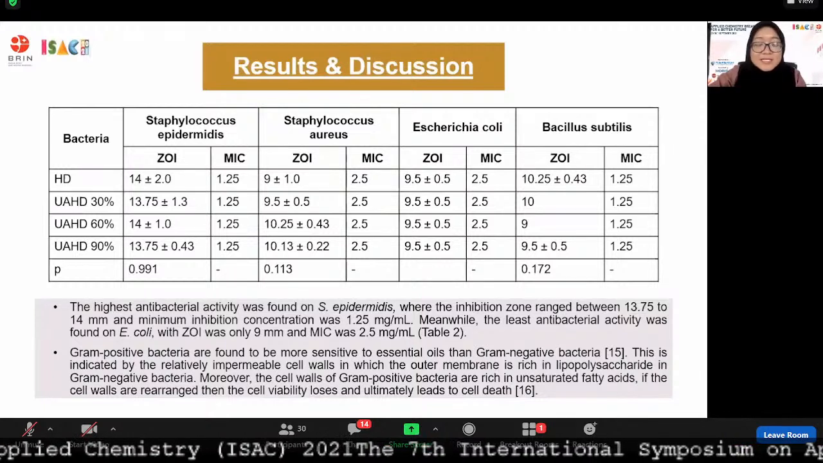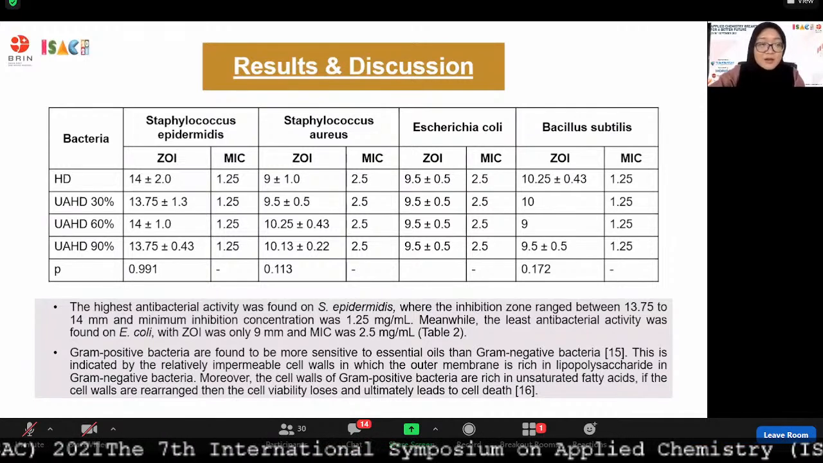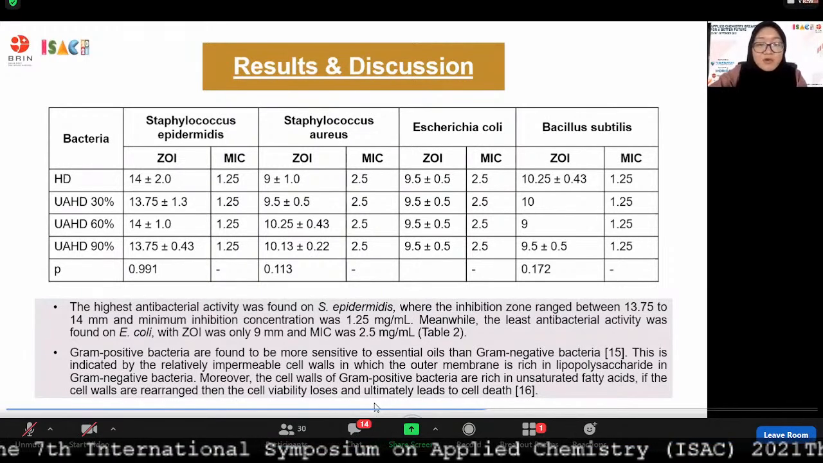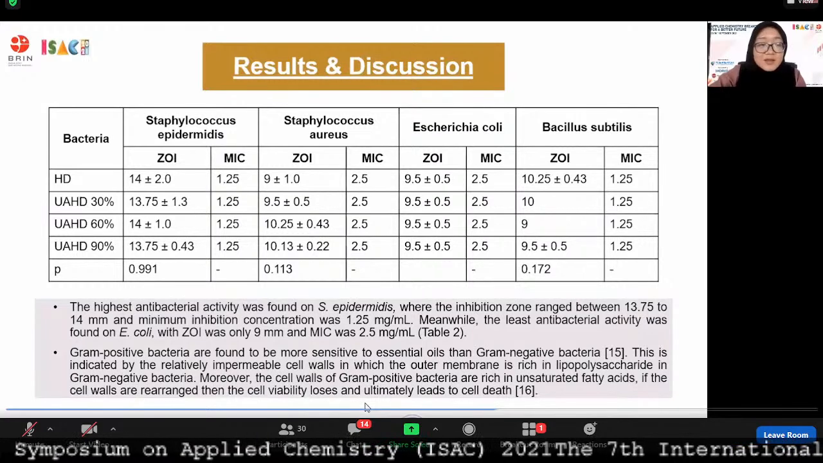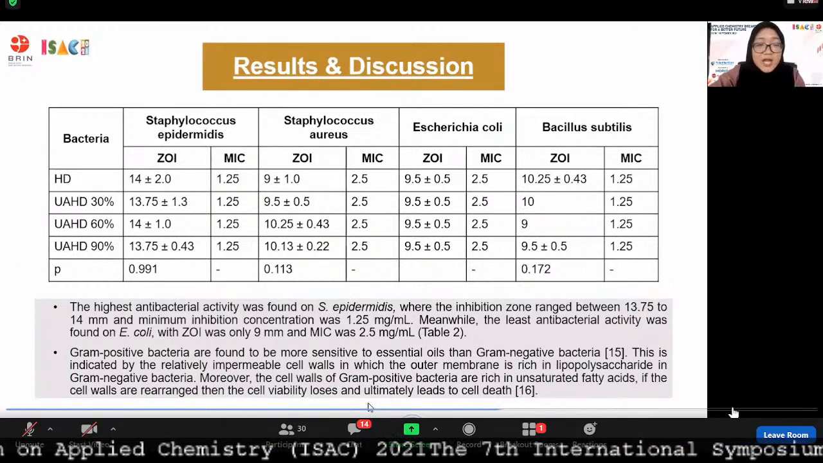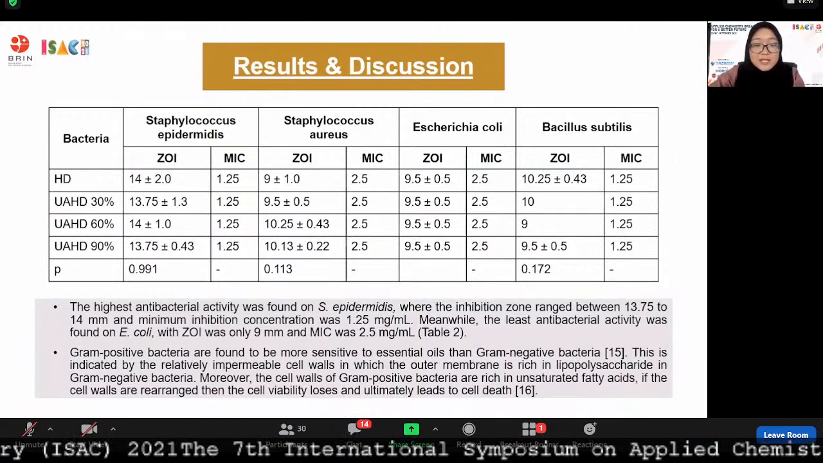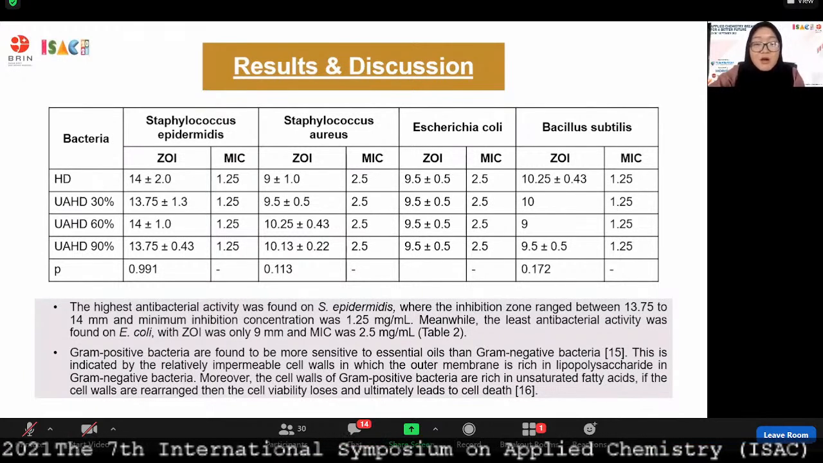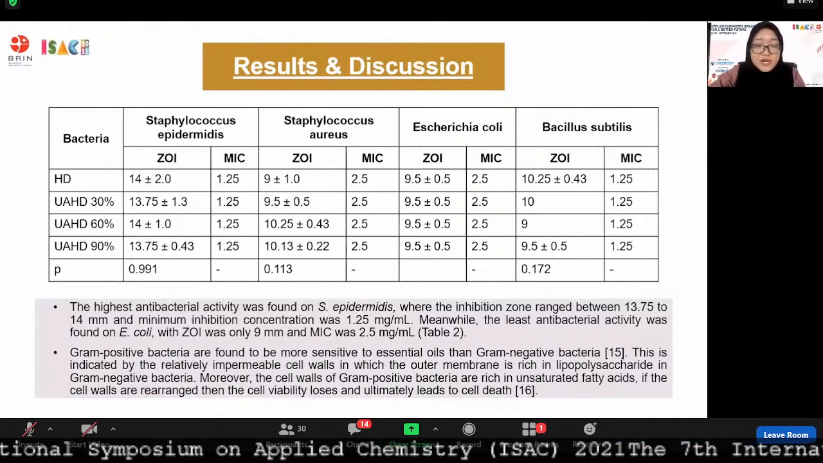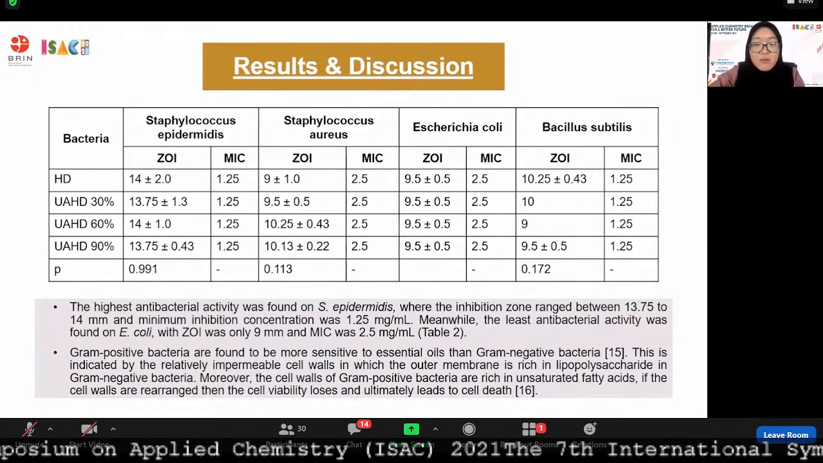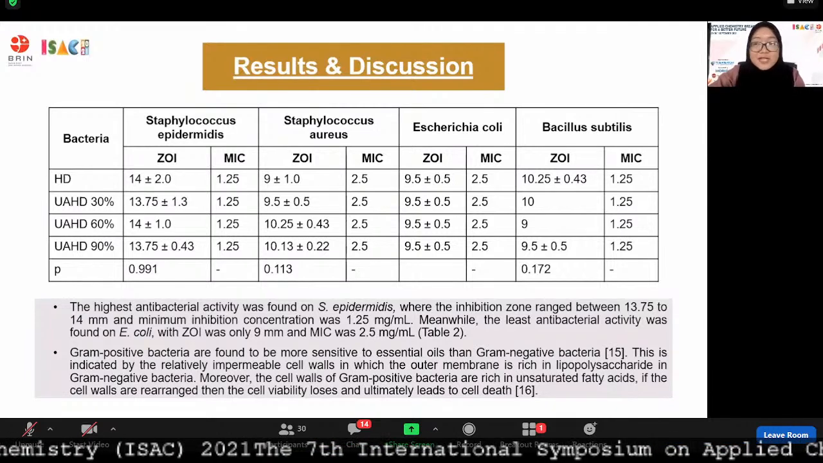And these are the results of antibacterial analysis. We compare the activity based on the power that we use in sonication. The highest antibacterial activity was found on S. epidermidis, while the least antibacterial activity was found on E. coli. It means that gram-positive bacteria are found to be more sensitive to essential oils than gram-negative bacteria. It is correlated with the composition of the outer membrane of the bacteria. The gram-negative bacteria is rich in lipopolysaccharide, while gram-positive bacteria is rich in unsaturated fatty acids.